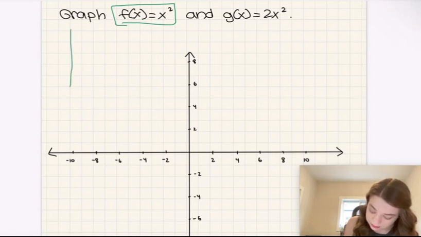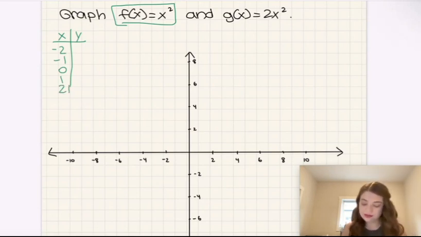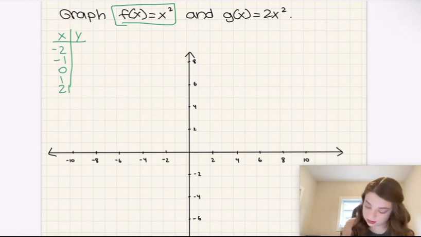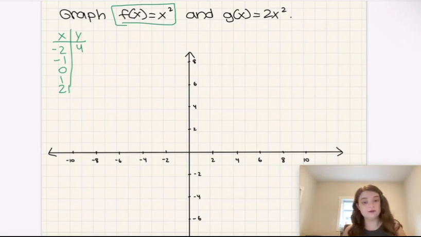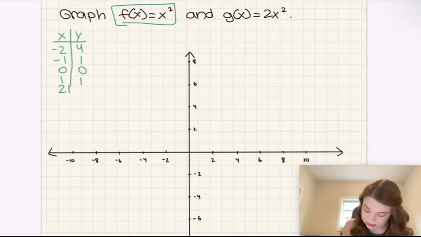So I'm going to just do a quick table of values here with just these values. So when x is -2, what is f of x, or what is y? Well, x squared, if x is -2, would be 4. -2 squared is 4. -1 squared is 1, positive 1. 0 squared is 0. 1 squared is 1, and 2 squared is 4.